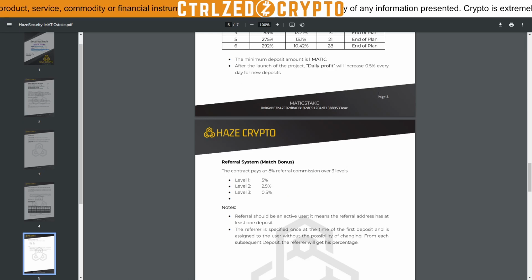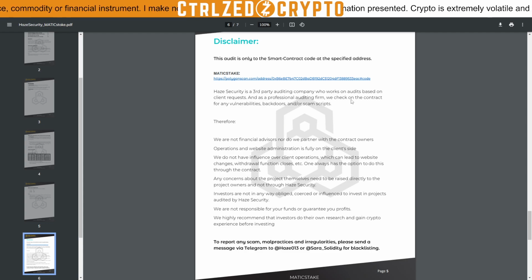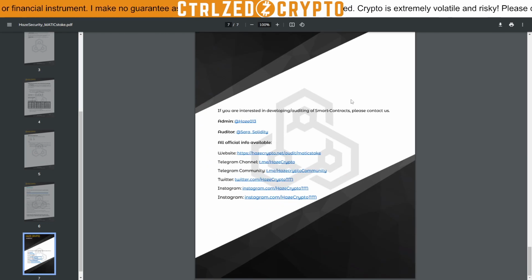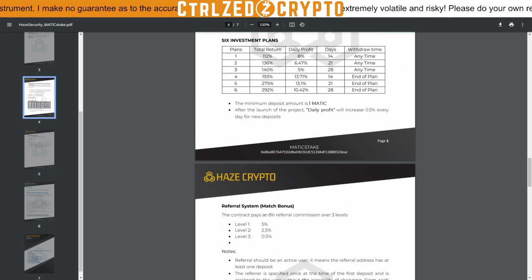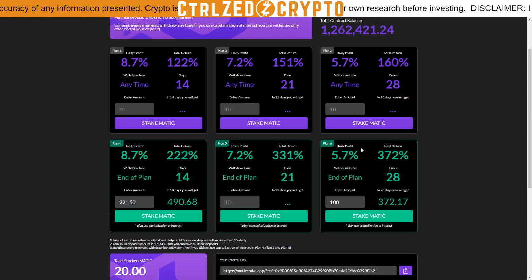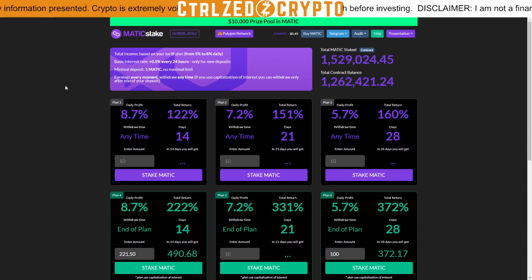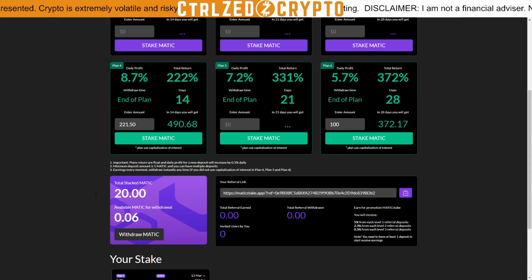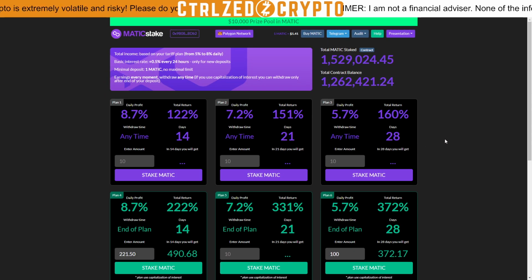So I think that's all to be said about the contract. This is a pretty light audit. There's not much else to say. Basically, it's a clone of MATIC Staker for all intents and purposes, but it still has this 0.5 increase a day. The website's pretty shoddy. There's lots of errors on the website, but the contract itself seems okay. So let's take a look at the model.